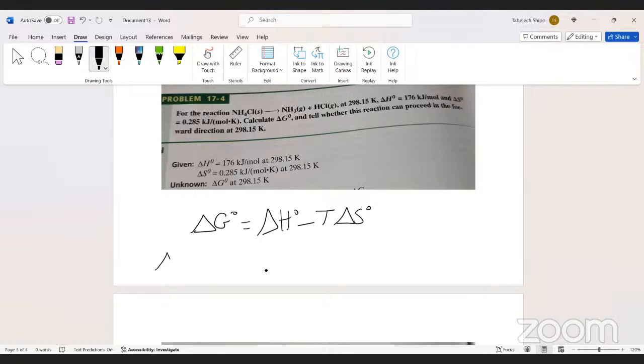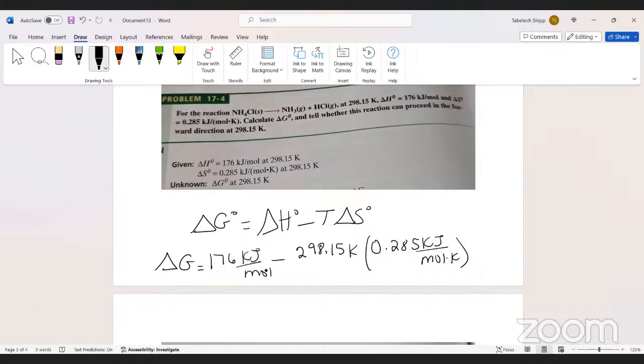All you guys are doing is plugging in the values. So delta G is equal to 176 kilojoules per mole minus the temperature that they gave you, which was 298.15 Kelvin, times your delta S, 0.285 kilojoules per mole Kelvin. Now, as you can see, we're going to cancel out these like terms. I'm canceling out the Kelvins because you need to consider that your final answer has to be in the same unit, okay?